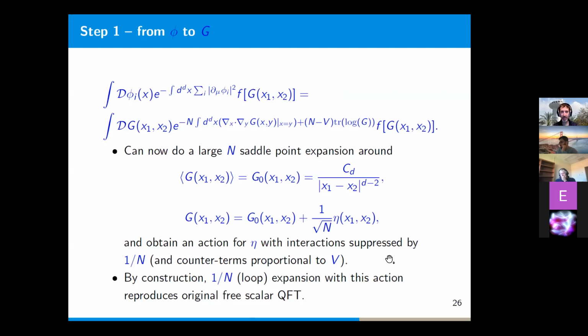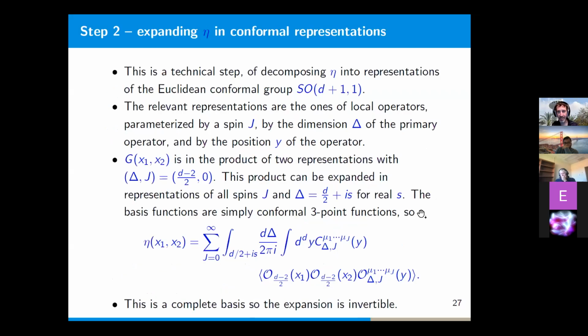So this is the first step. In the first step, again, we just translate our original path integral to a new path integral for these G variables. So are there any questions about this first step?